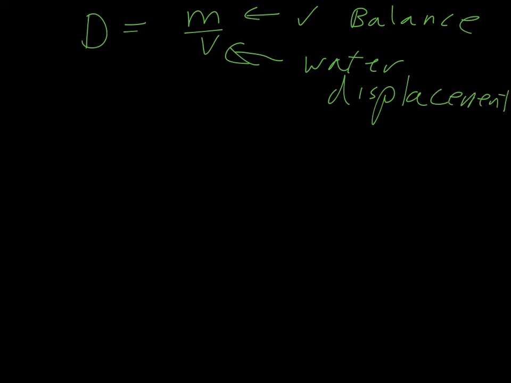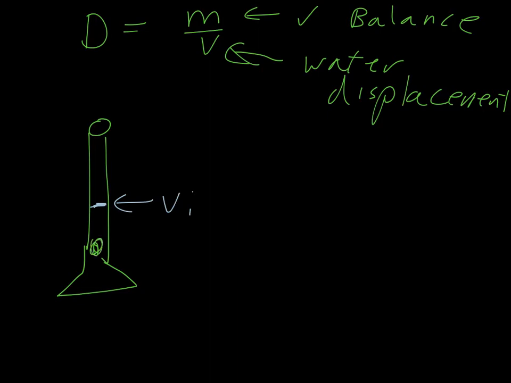To determine volume by water displacement, what we do is we get a graduated cylinder. We place an initial amount of water in there. We then drop our object that we're wanting to determine the volume of into that graduated cylinder, and if it's more dense than water, it'll sink to the bottom, causing the water level to rise. We then read that volume level, and the difference in our final and initial volume levels is equal to the volume of the object.